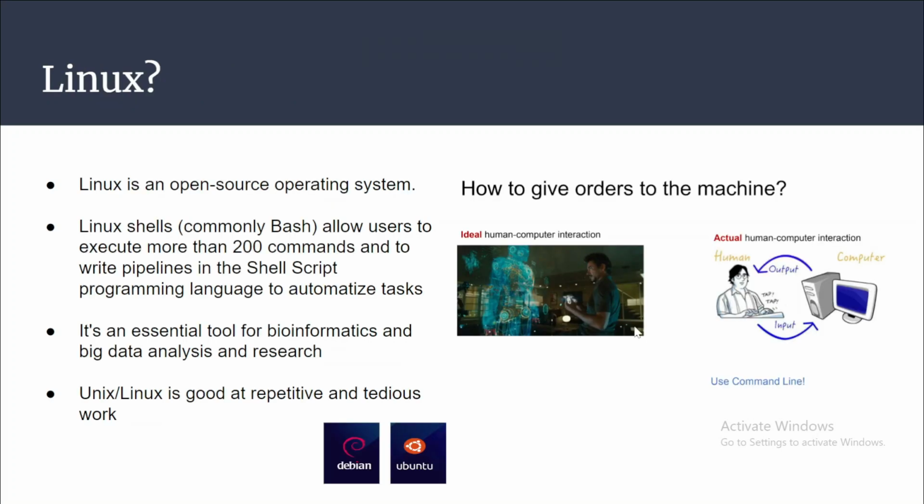Linux is an open source operating system. You have heard of operating systems, like we have Windows and we have Linux. Linux is also an operating system and it has many uses. You can easily use it to handle biological data because it has many command line tools, or commands, that we can use to fetch and process the data. You can perform more than 200 commands, and you can also write many commands together as a shell script, and run those shell scripts to automate your task.